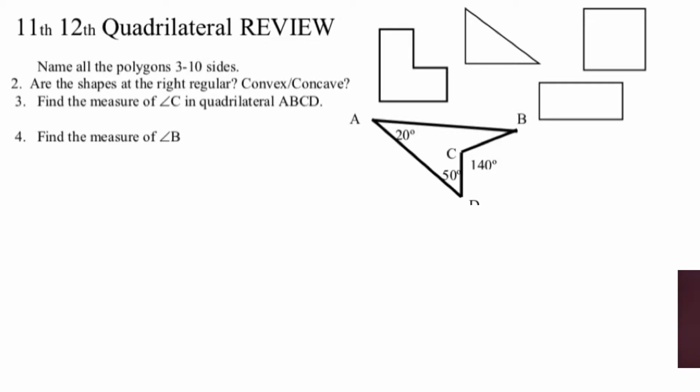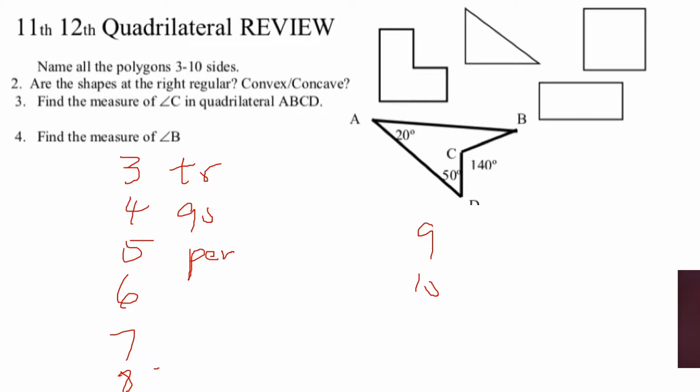Start off naming the shapes, all the polygons, not just these right here, but all the polygons 3 through 10 sides. You have 3, 4, 5, 6, 7, 8, 9, 10. So 3 is triangle, 4 is quadrilateral, 5 is pentagon, 6 is hexagon. These are all listed on your notes. 7 is heptagon, 8 is octagon, 9 is nonagon, and 10 is decagon. And there were others, but that's as far as I'm going to make you learn for this test.